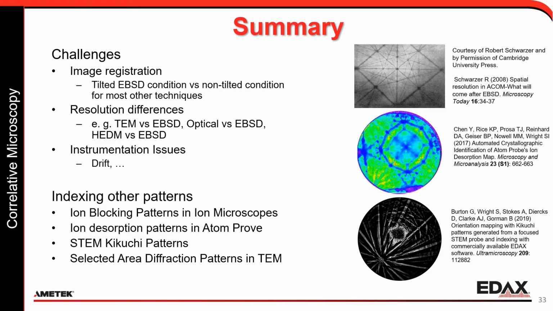So what are some of the challenges with correlative microscopy? One, image registration. For EBSD we are at a high tilt, and we must typically compare against a non-tilted condition. We have differences in resolution, which can give us different information, and linking them is something we have to be concerned about. We also have instrumentation issues: drift, geometry, stability, those kinds of things are also challenges.